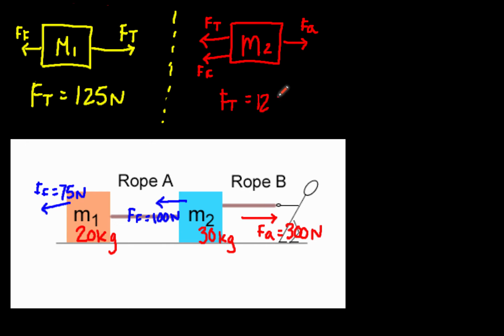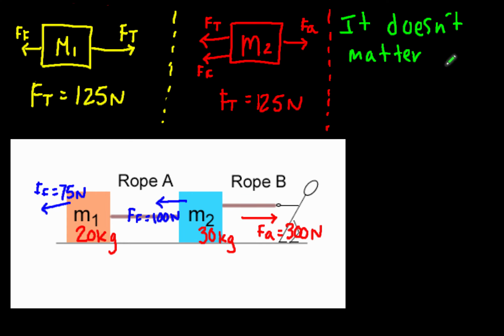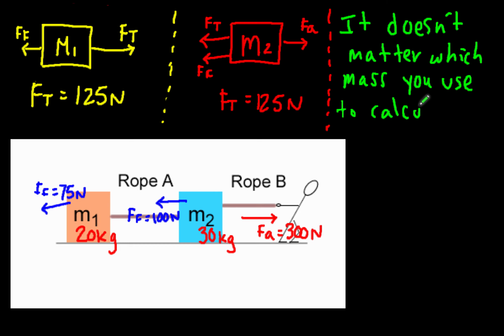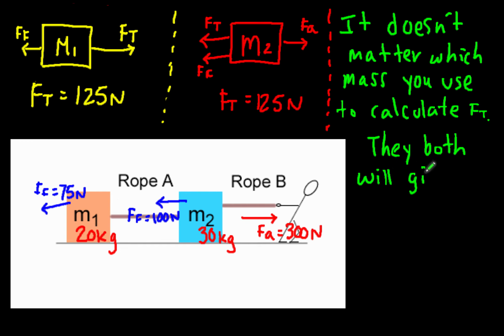The force of tension pulling mass 1 is 125 newtons, and the force of tension that mass 2 is using to pull mass 1 is 125 newtons. By Newton's third law, this makes sense. The force of tension on either rope should be the same because it's the same rope. The rope used to pull is also the rope that's used to pull back. It doesn't matter which mass you use to calculate the force of tension. They both will give you the same result.